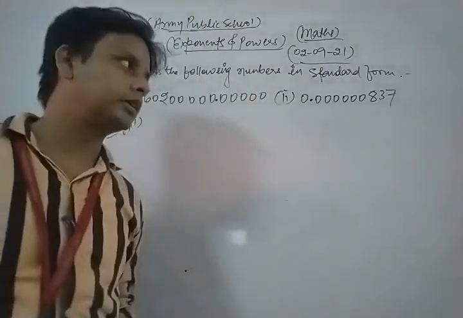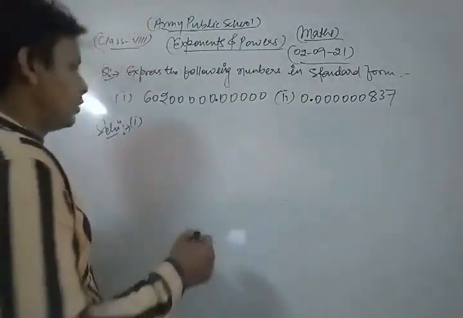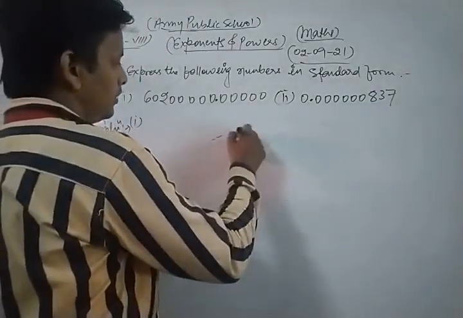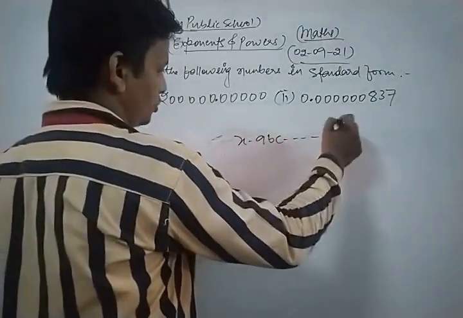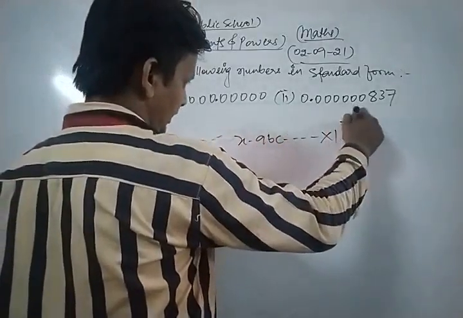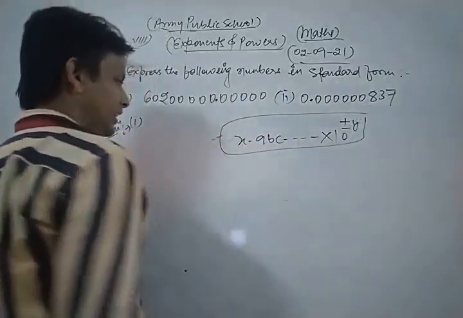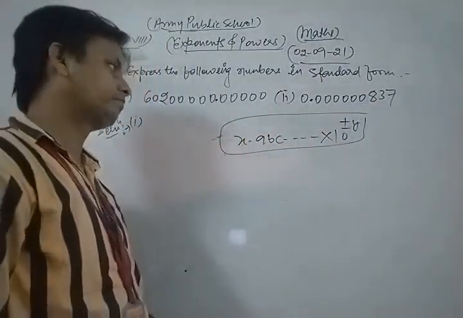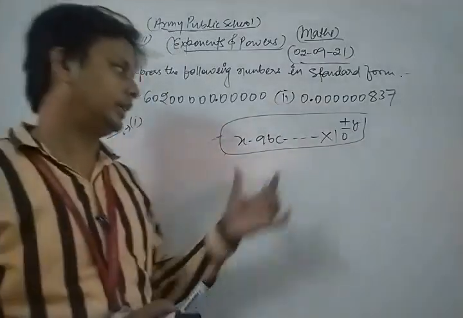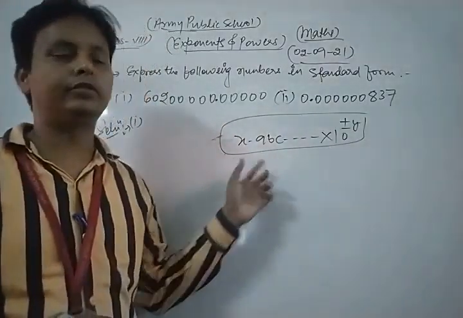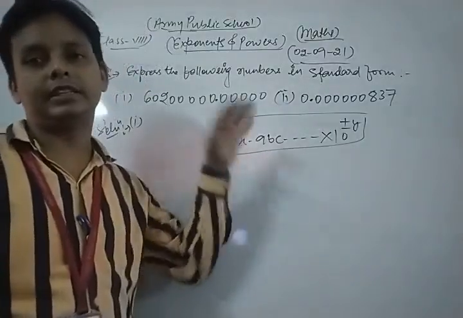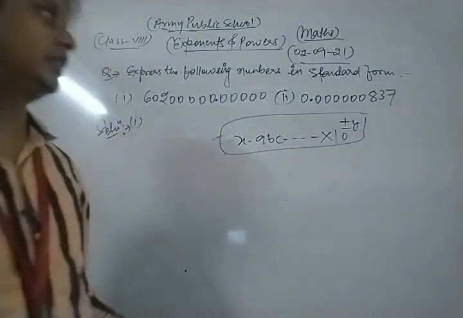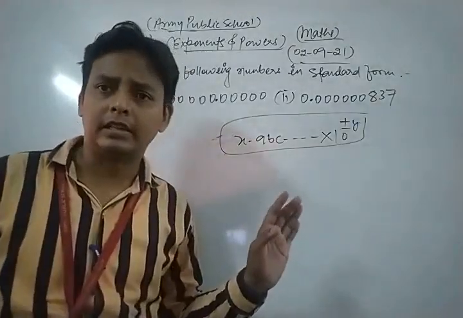Dear students, any number written in the form x.abc and so on, into 10 to the power plus or minus y, where x, y, a, b, c are constants, is said to be in standard form.